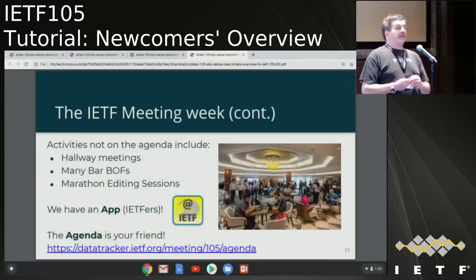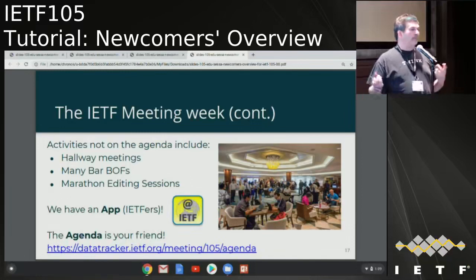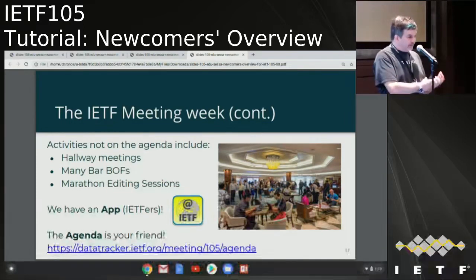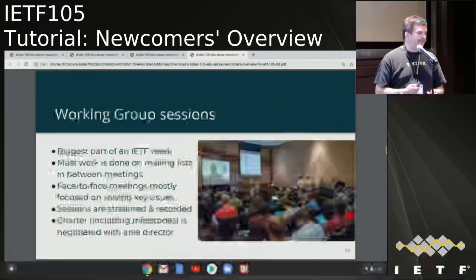There's a lot of activities not on the agenda. Hallway meetings, bar BOFs. That's where it's like, hey, let's go talk about network disk drive access, things like Dropbox and Google Drive and so on, and they go off to a bar and talk. Right? Marathon editing sessions. We're trying to resolve some nasty issues that the working group has identified. We'll just get together in a closed room, or there's little breakout rooms throughout, and do that. We have an app, the agenda, as I mentioned.